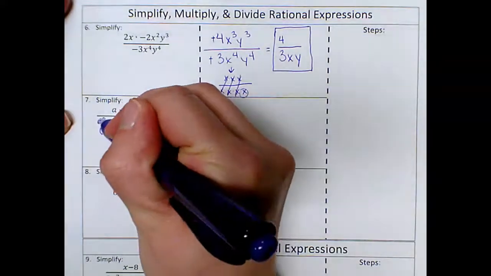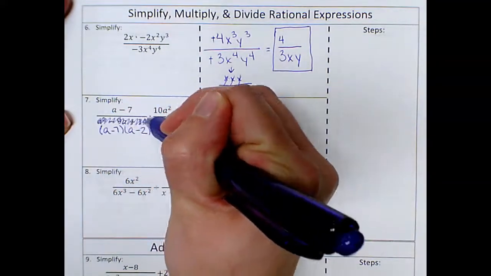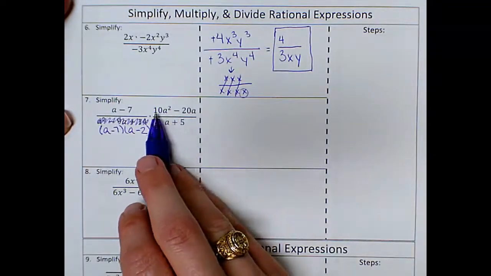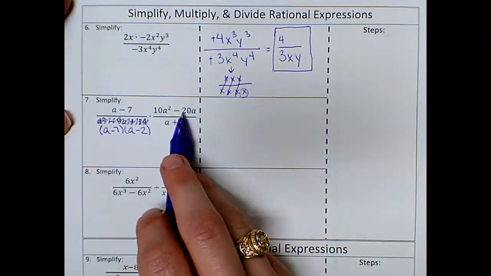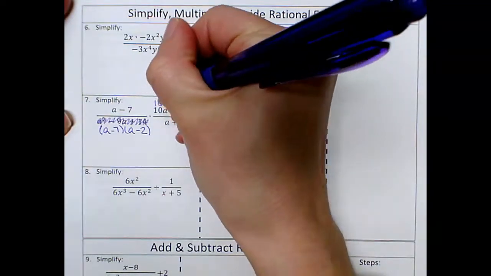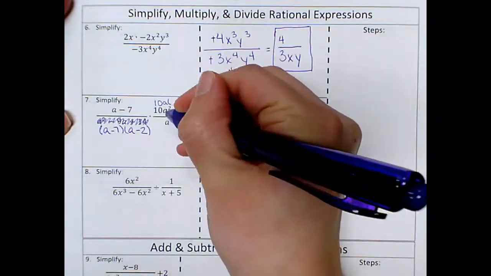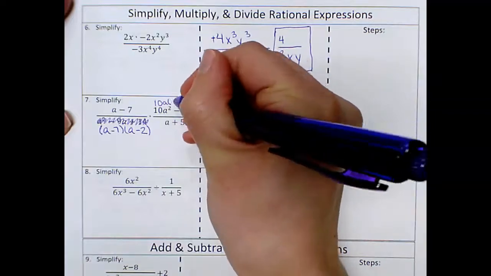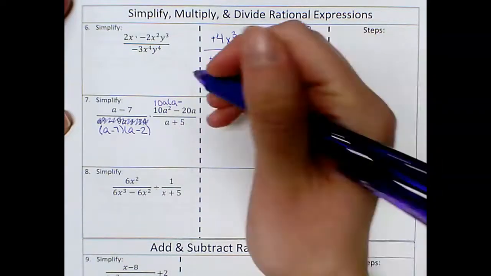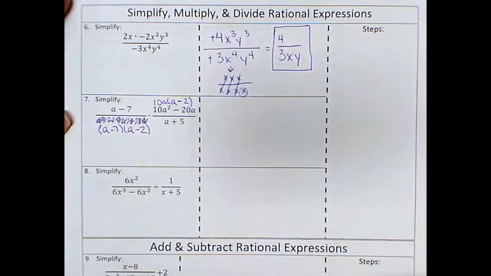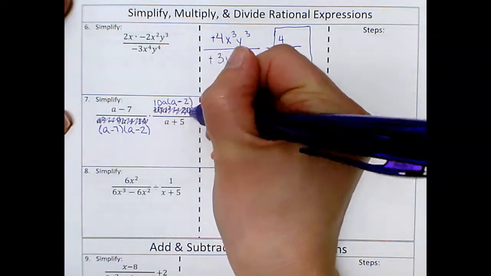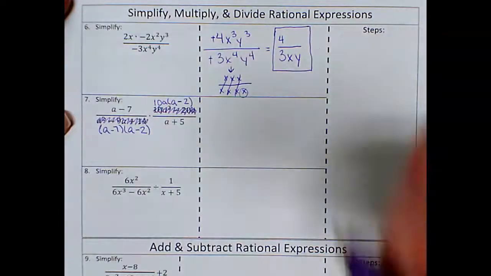This does not exist anymore because it was changed to be this. Here, it's a binomial, so I want to see if I can take out a GCF, and I can. I can take out a 10a. 10a squared divided by 10a would just leave an a. And minus 20a divided by 10a would just leave minus 2. And this is no longer there because it was turned into 10 times a minus 2.